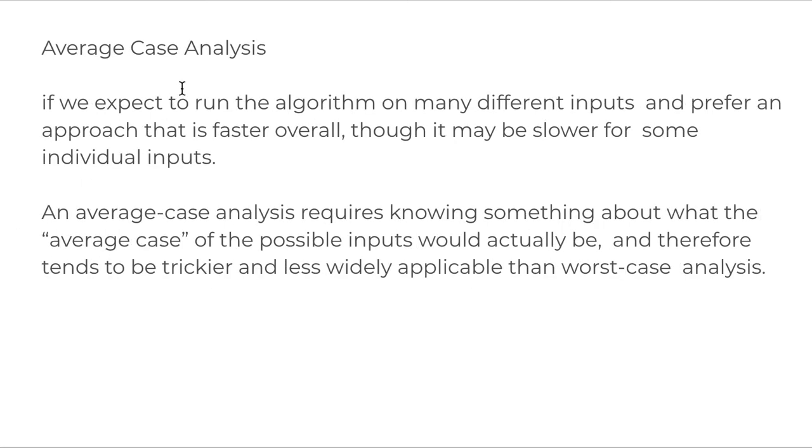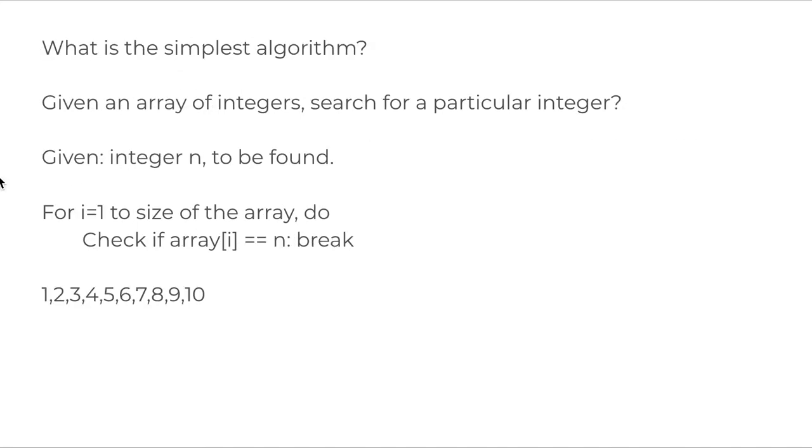Next thing was average case. So that was the worst case scenario, I mean, it's the last element. What do you do next? If we expect to run the algorithm on many different inputs and prefer an approach that is faster overall, though it may be slower for some individual inputs, an average case analysis requires knowing something about what the average case of the possible inputs would actually be, and therefore tends to be trickier and less widely acceptable than the worst case analysis. Now, I'll just give you an intuition about how the binary search algorithm works.